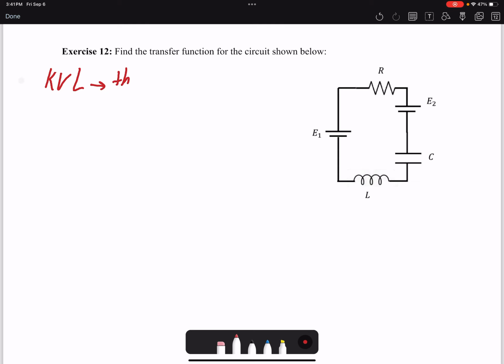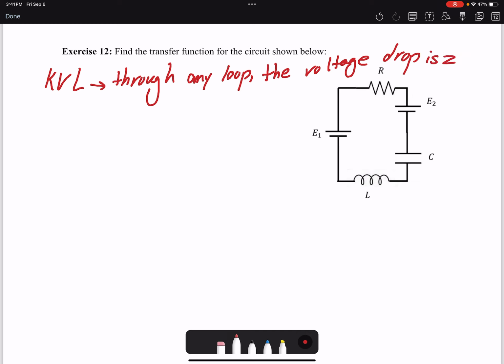So through any loop the voltage drop is zero. So I have a loop here. I'm going to assume that's the direction of the current. It really doesn't matter as long as we are consistent. So I'm going to start here.